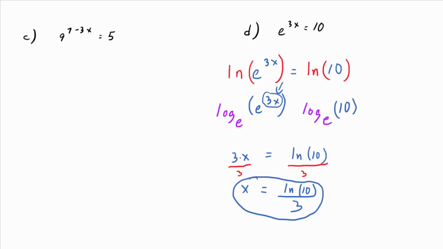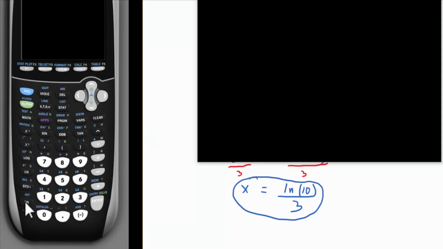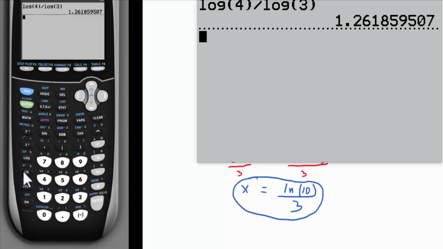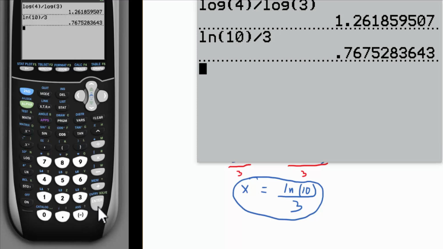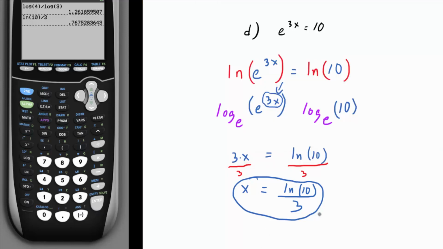On the calculator, you can locate the ln button. It's just one below the log button. So ln 10 divided by 3, you get about 0.77 if you round. Approximately equal to 0.77. So realize this is an approximation. It's an estimate. This is exact. And know the difference, right? If I tell you to get the exact answer, don't give me an estimate.